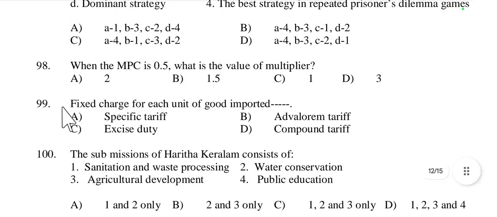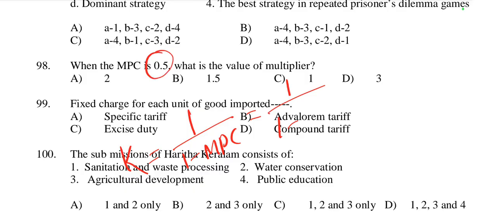Then next question: when MPC is equal to 0.5, what is the value of the multiplier? The multiplier is called K. The formula of the multiplier is 1 by 1 minus MPC. The MPC value given is 0.5. So 1 by 1 minus 0.5 is 1 by 0.5, which is equal to 2. So the right option is option A, 2.